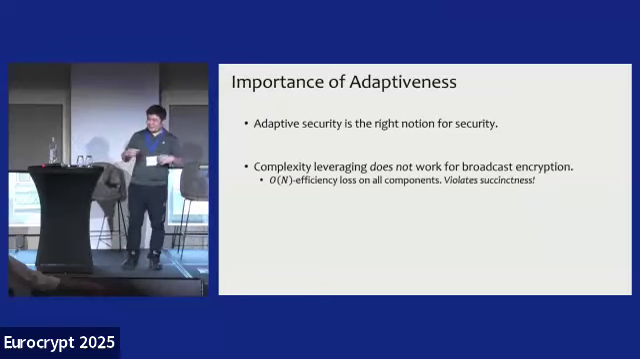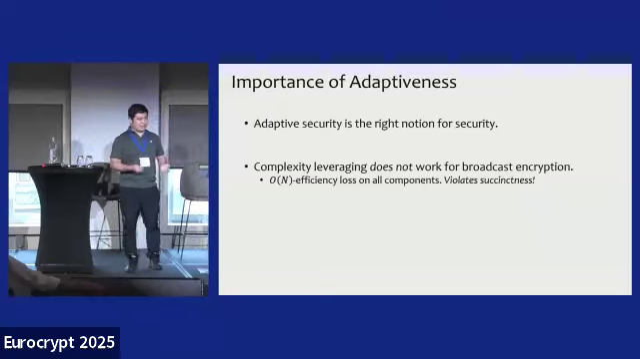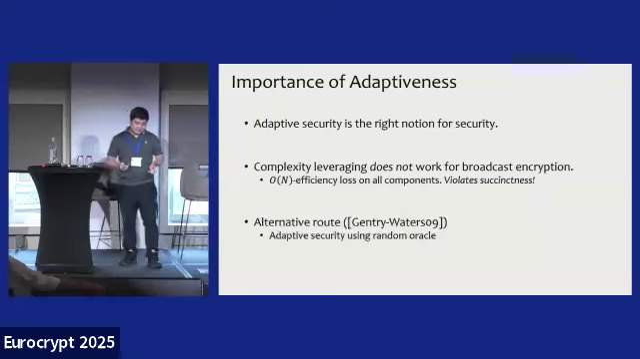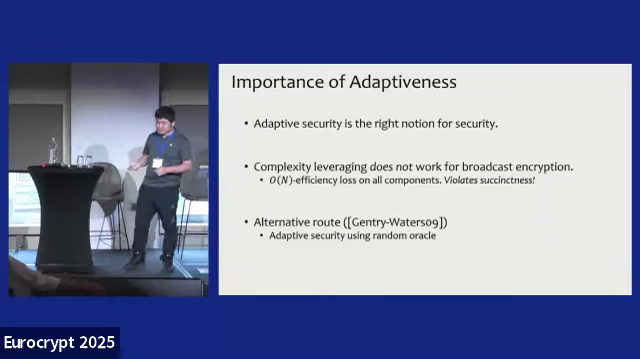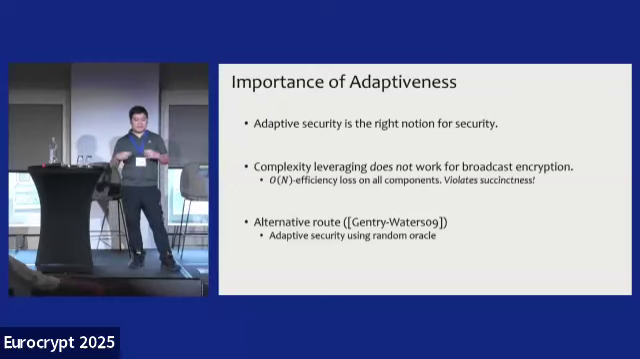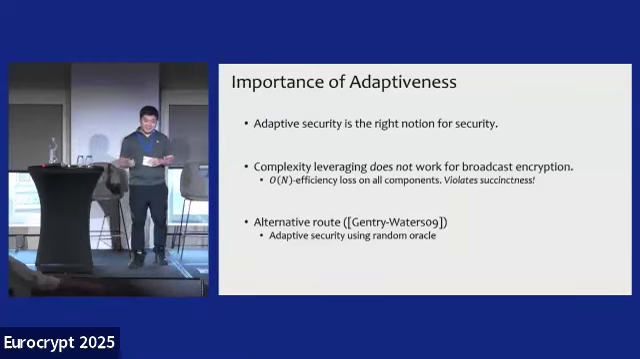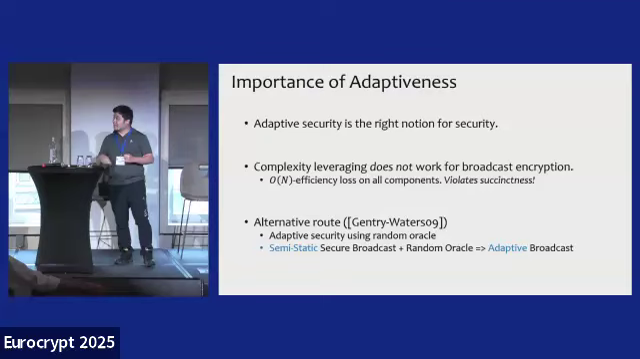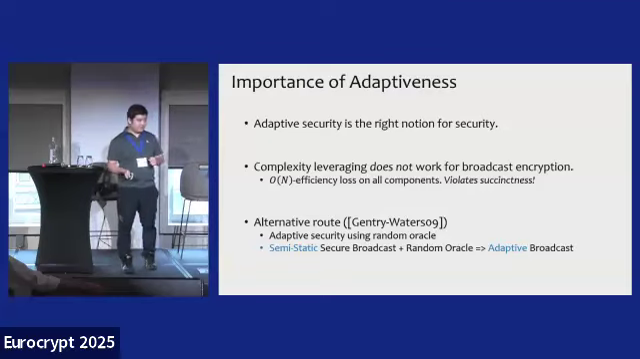So we want adaptive security, but we also want all the benefits that we know from the selective route. There's an alternative route introduced by Gentry and Waters, which shows that we can get adaptive security with these benefits using the help of the random oracle. The statement looks like this: give me a semi-static secure broadcast encryption, and with the random oracle, I can upgrade it into an adaptively secure broadcast encryption.